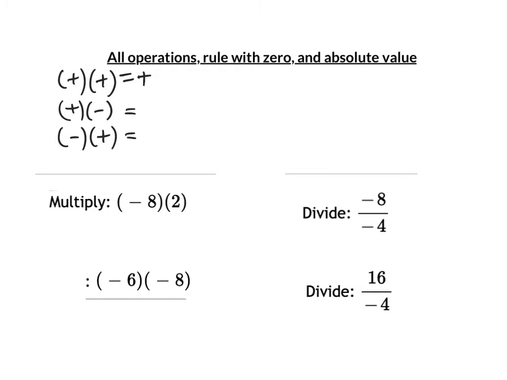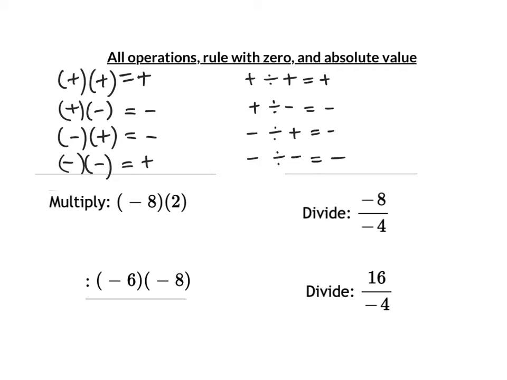Now, when you have one negative, your answer ends up being negative. If you have two negatives, this is from multiplying and dividing, that ends up being a positive. So these are the rules for multiplying and dividing. If I have a positive divided by a positive, yeah, that's a positive. If I have a positive divided by a negative, that is a negative. If I have a negative divided by a positive, that is a negative. If I have a negative divided by a negative, that is a positive.